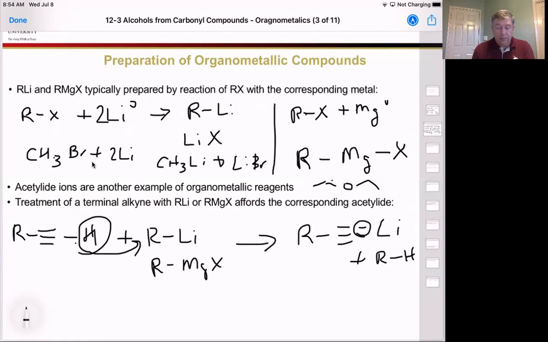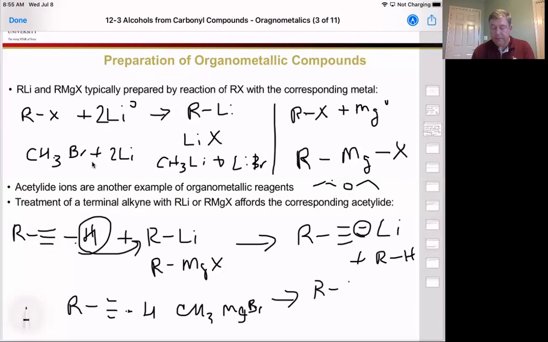Okay, and so for example, if we were to do this with a terminal alkyne and methyl Grignard, that would go to the acetylide ion, magnesium bromide, plus methane. So the hydrogen is transferred to the organo compound because it is such a strong base, it is removing that proton from our acetylene.